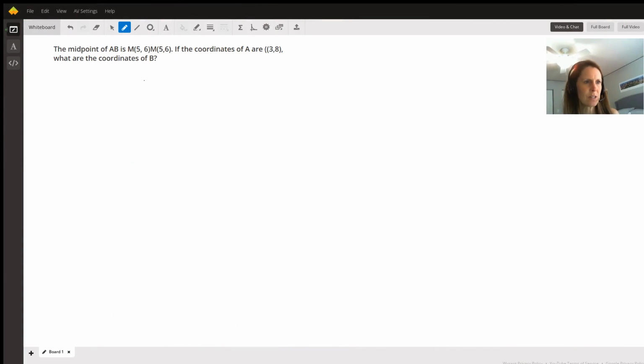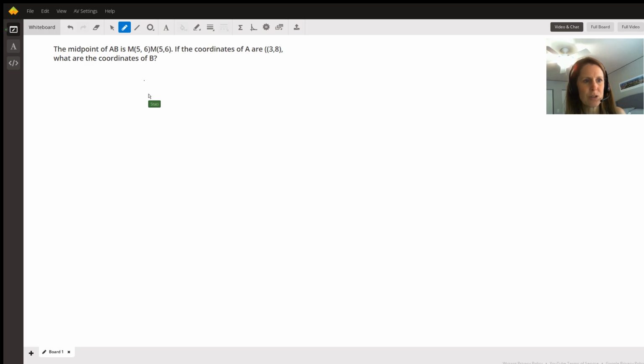Everyone. All right, so here's the question. The midpoint of line AB is point M. And then we have the coordinates of point M, and then they give us the coordinates of point A, which is one endpoint of the line, and they're asking us to find the coordinates of point B, which is the other end of the line.